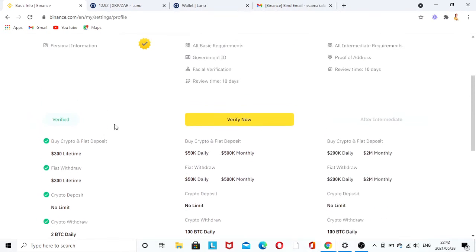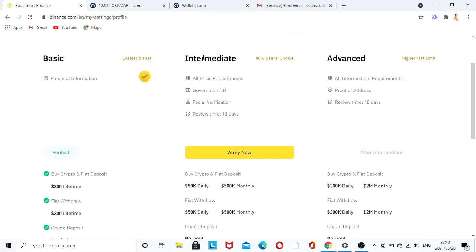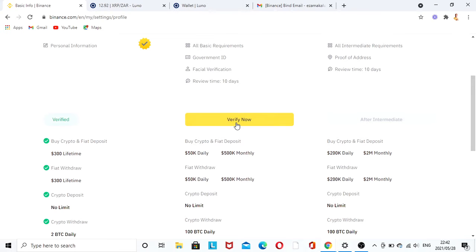And then there comes this one here. It's called intermediate, right? It's the 80% users' choice. So you see this one, almost everyone who's using Binance actually does this one. So what do you get on this one? You get all basic requirements, plus government ID, facial verification, review time 10 days. So you're going to be reviewed for about 10 days to get onto this one, right? You just hit here and then you get verified.